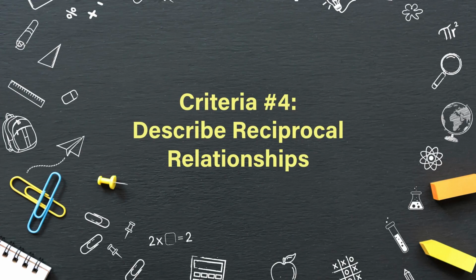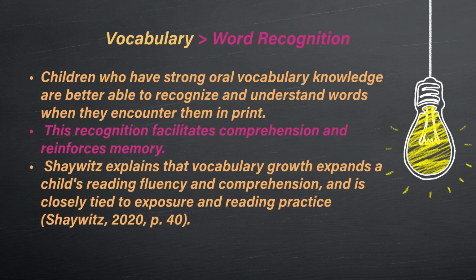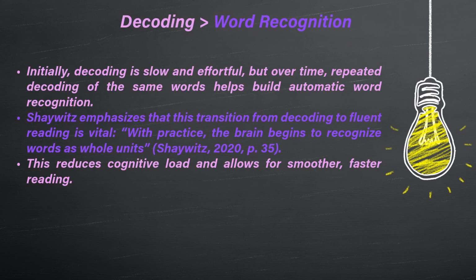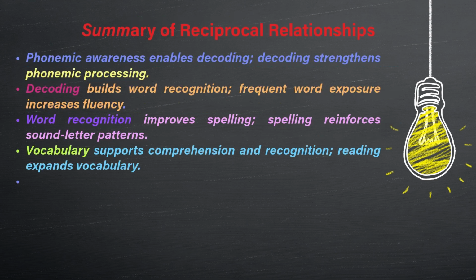Criteria 4, describing reciprocal relationships. Phonemic awareness grows from broader sound skills essential for decoding. A rich oral vocabulary supports both decoding and understanding print, especially important in content areas. With practice, decoding becomes automatic recognition, which reduces effort and boosts fluency. Spelling helps internalize word structure and sound-symbol connections, which support reading. All of these work closely together to create the perfect reader who is able to read, comprehend, decode, recognize words, and spell correctly and fluently.